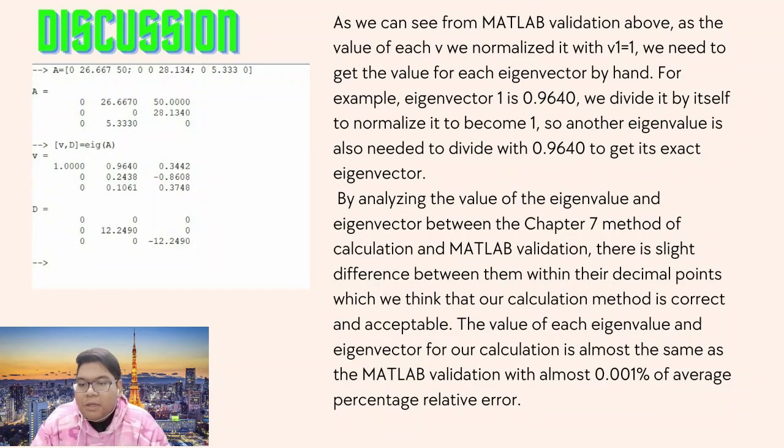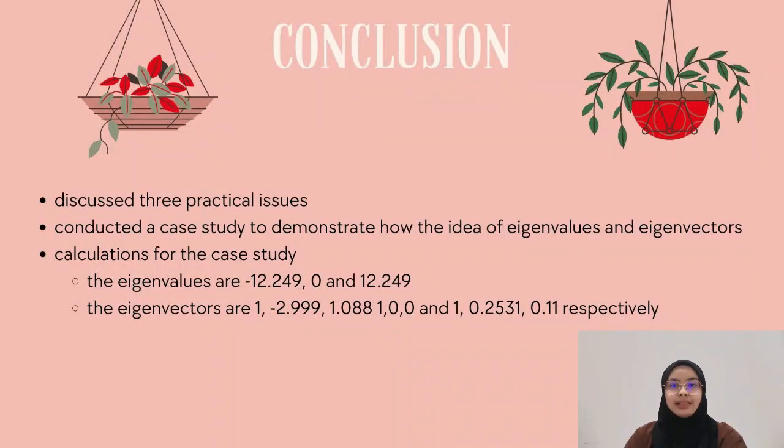By analyzing the value of the eigenvalue and eigenvector between the chapter 7 method of calculation and MATLAB validation, there is a slight difference between them within their decimal points, which we think that our calculation method is correct and acceptable. The value of each eigenvalue and eigenvector for our calculation is almost the same as the MATLAB validation, with almost 0.001% of average percentage relative error. So that's all for my part. Next is conclusion and recommendation.